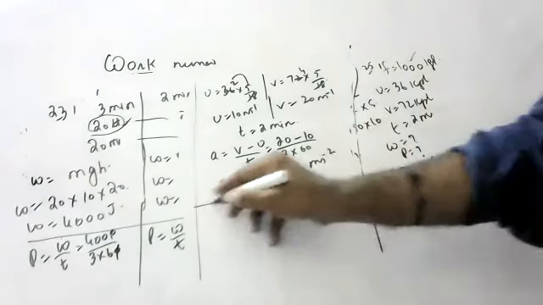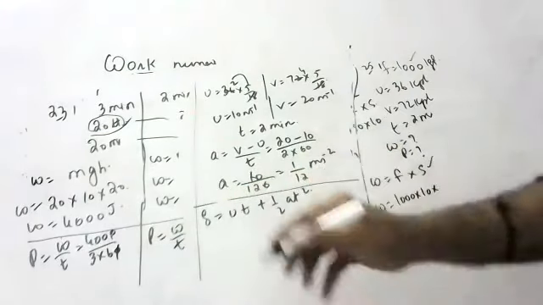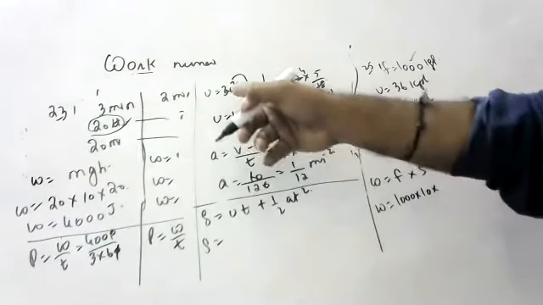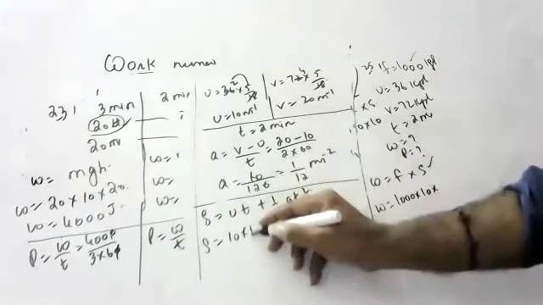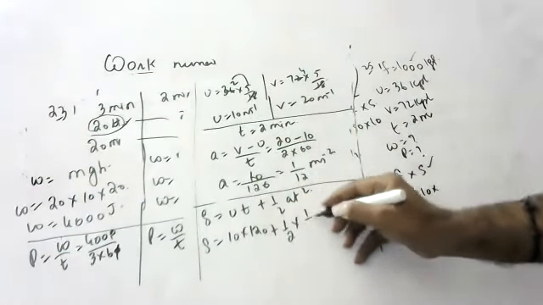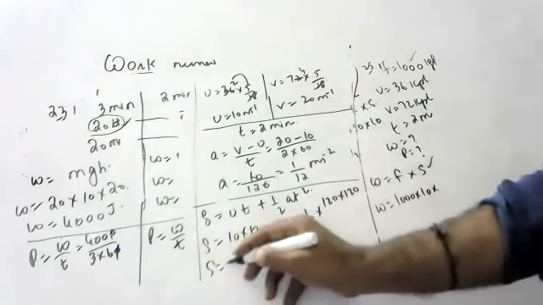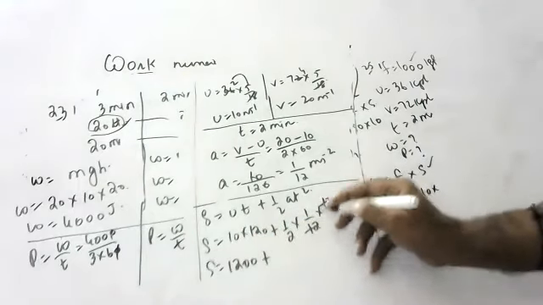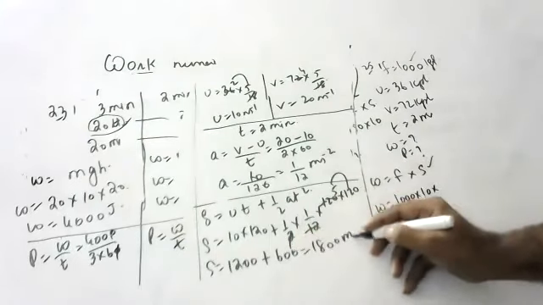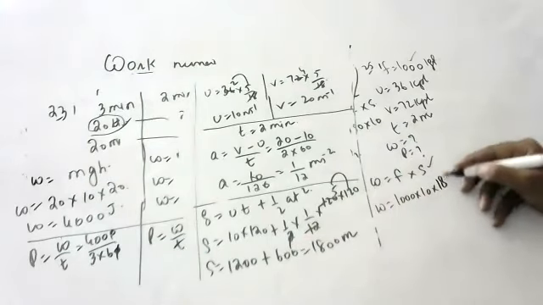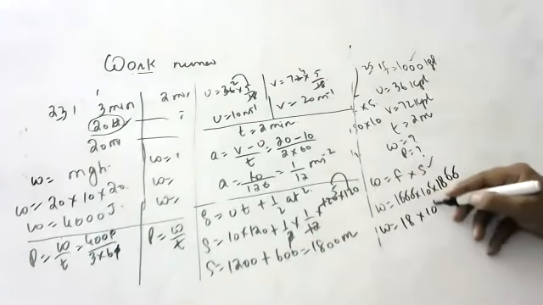Now we have to find out distance. How do you find distance? S is equal to ut plus half at square. Tell me, u is how much? u is 10. 10 into 120 plus half into 1 by 12 into 120 into 120. So distance S is equal to 1200 plus 600, so 1800 meters is the distance. Now substitute 1800 here. So how much? 18 into 10 to the power of 6 joules.